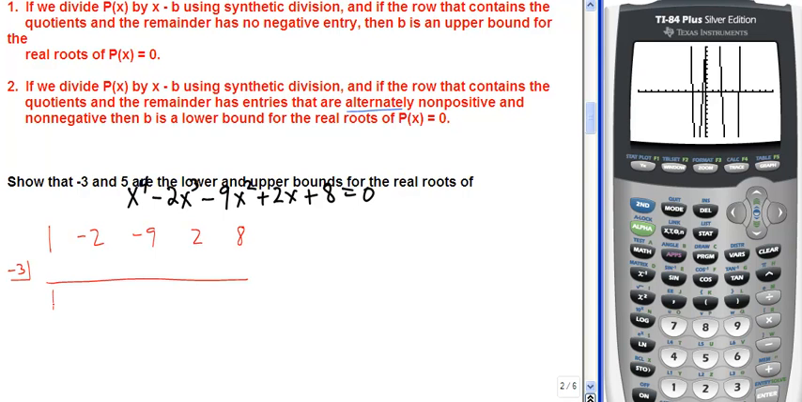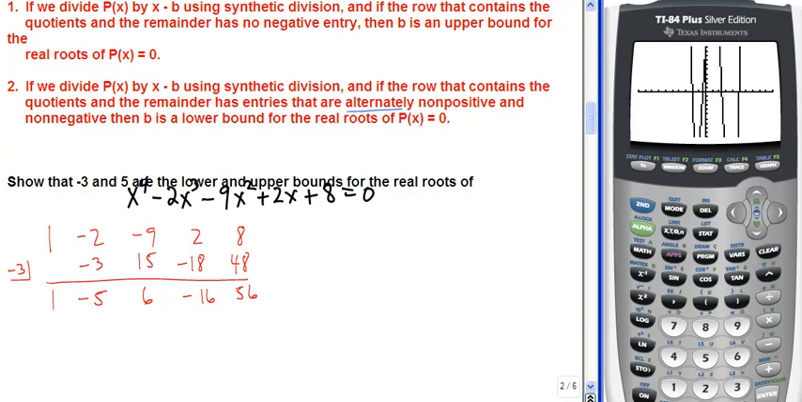So if I bring down the 1, I get 1. Multiplying gives me -3. Then I add to get a -5. This gives me 15. 15 minus 9 is 6. Multiplying gives me -18. Adding down is -16. -16 times -3 is 48. And 8 and 48 is 56.